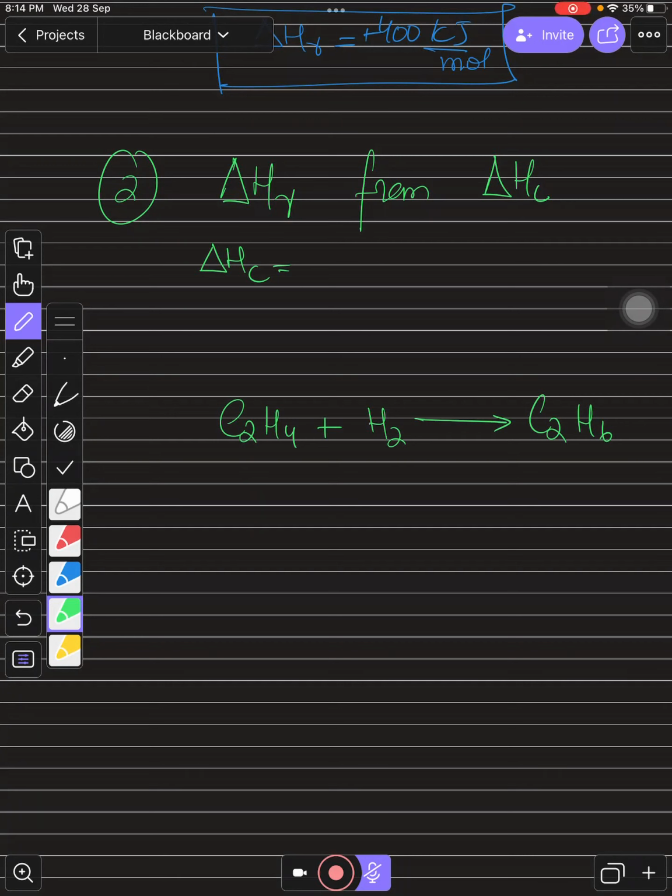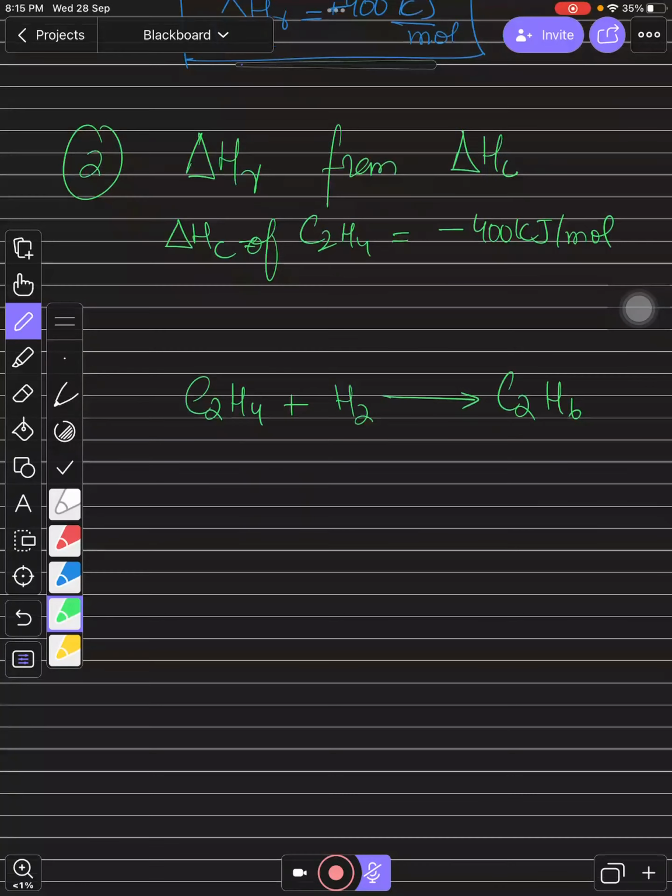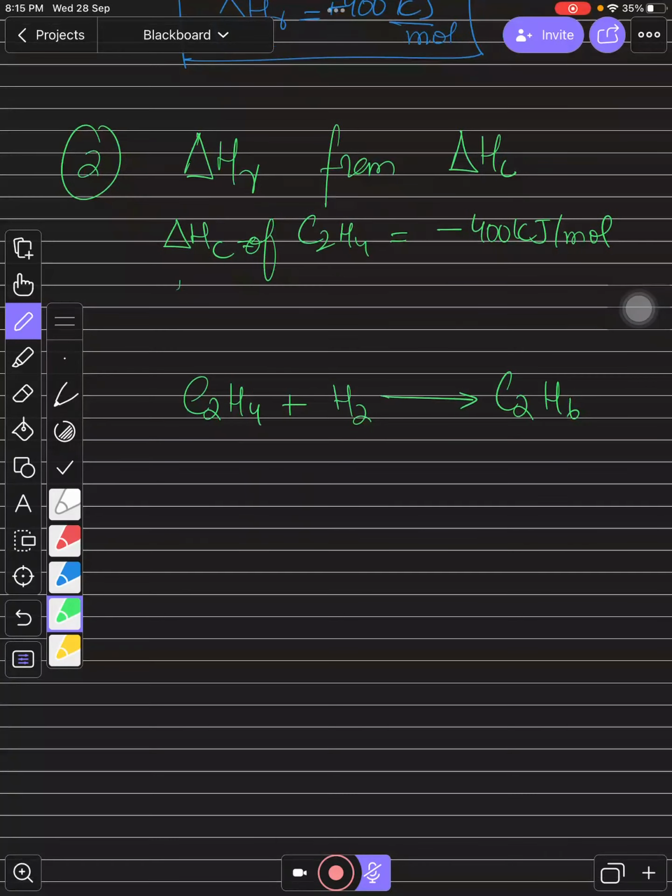We know that C2H4 is a hydrocarbon, so it can burn. So this is one of the fuels, right? The enthalpy change of combustion of C2H4, for example, is negative 400 kilojoules per mole. And we know that hydrogen is also a fuel which can be used as rocket fuel. The enthalpy change of combustion of hydrogen gas is actually, for example, 1000 kilojoules per mole.